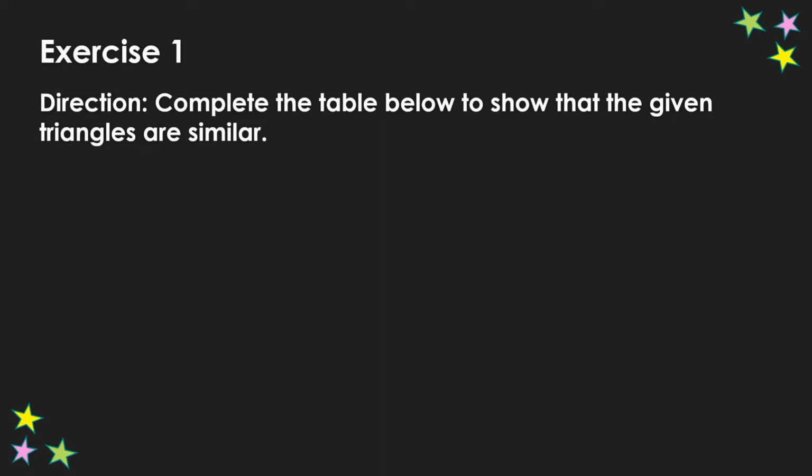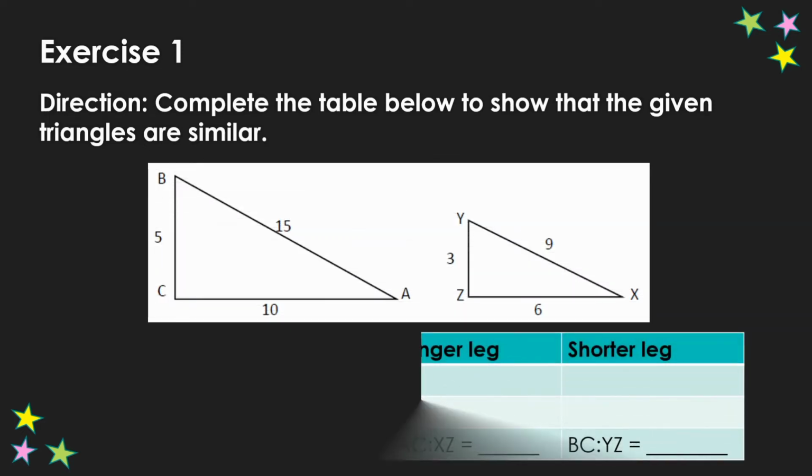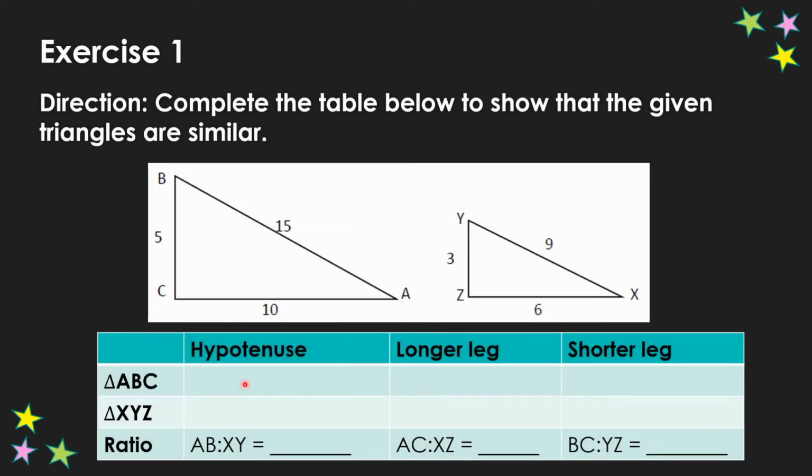Exercise. Direction. Complete the table below to show that the given triangles are similar. So in here, you have to write the side which is the hypotenuse, the side which is the longer leg, and the side which is the shorter leg. And in the row of ratio, you write the measure of the indicated side. So you have 5 minutes to answer this exercise.